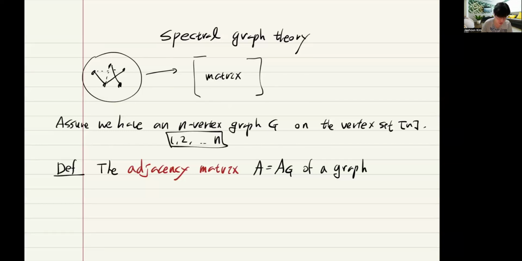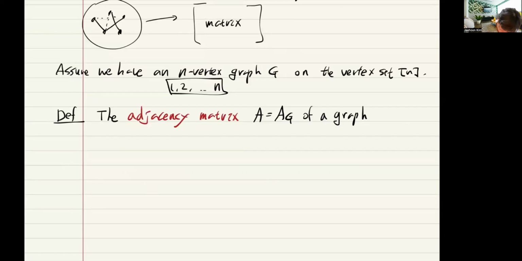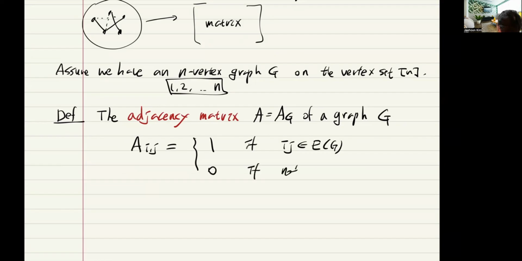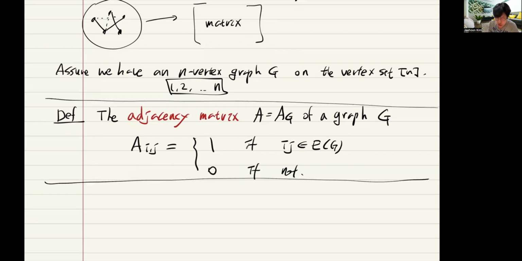Those represent the vertices. For this graph, we define the adjacency matrix A, whose ij-th entry is 1 if i and j are adjacent in G, and 0 if not. That's the most natural way to define it. You just encode the adjacency information between each pair. If it is adjacent, you give 1, otherwise 0.